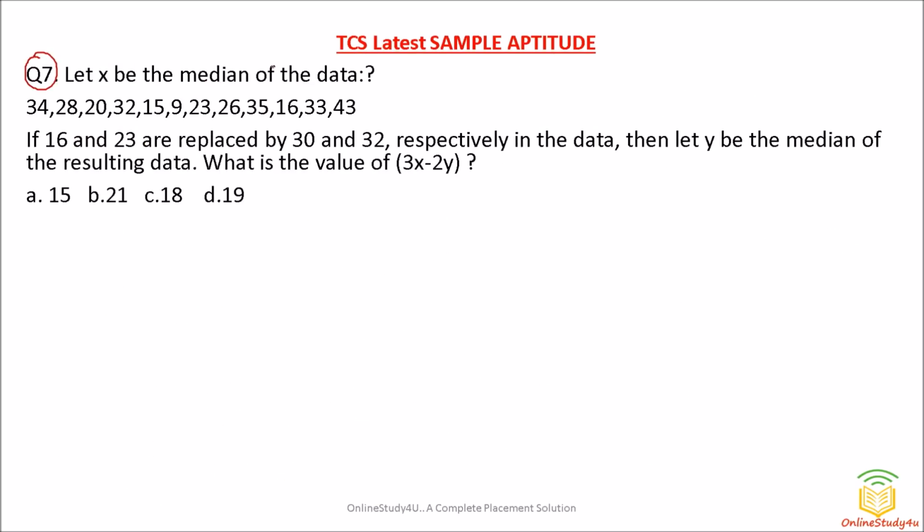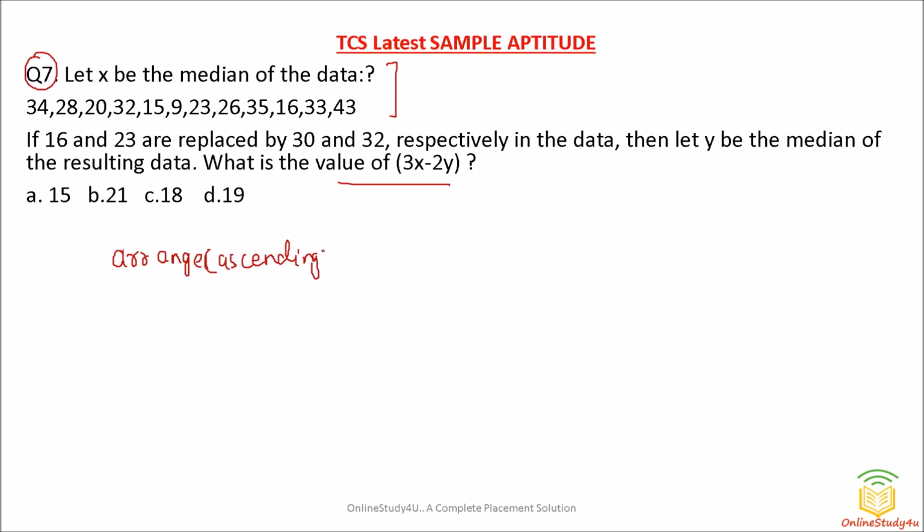So let x be the median of the data 34, 28, 20, 32, and so on till 43. If 16 and 23 are replaced by 30 and 32 respectively in the data, then let y be the median of the resulting data. What is the value of 3x minus 2y? So the first thing we are going to do is arrange them in ascending order.